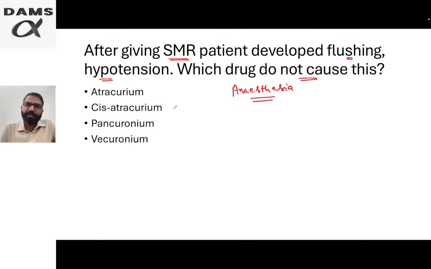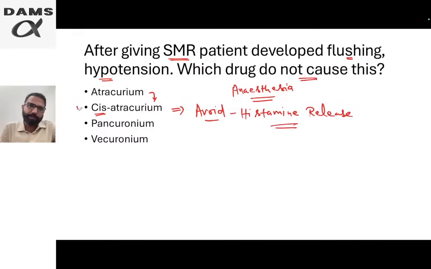So I told you many times that cis atracurium is the enantiomer of atracurium. Whenever we use the enantiomer, the biggest benefit is you can avoid the side effect. With cis atracurium, you can avoid the histamine release. So definitely there will be no hypotension, no flushing. So that is the correct answer, cis atracurium.